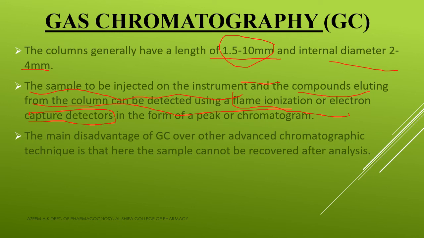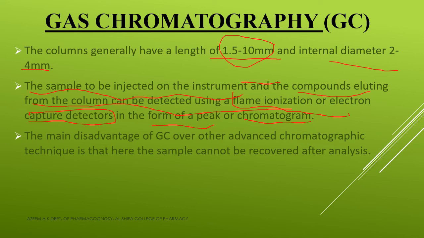Detectors means that is where we identify the substance, that's all. Okay, so the sample is to be injected on the instrument, and the compounds eluting from the column can be detected using a flame ionization or electron capture detector, and the chromatogram can be visualized in the form of a peak. So this peak is known as a chromatogram.